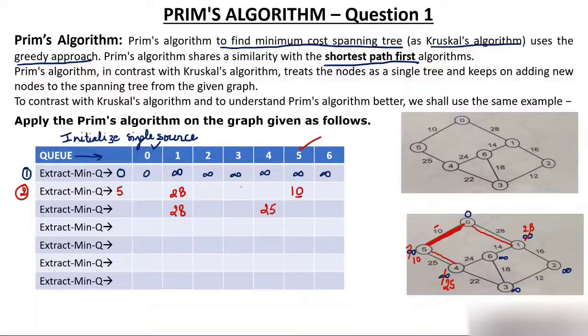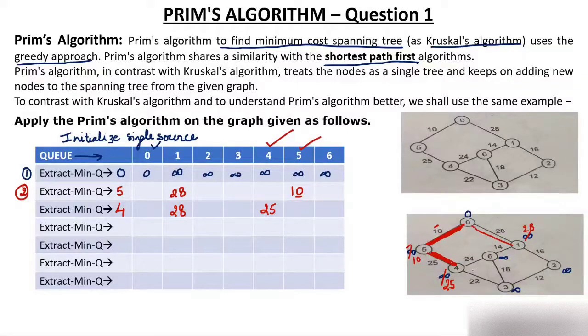Now again the same step. Find what? Minimum. Extract minimum. Which is minimum? 25 or 28? 25 is minimum. So now you have extracted 4. Is there any double line? Yes, there is a double line. Just dark it. Fine. So you have just darkened it.